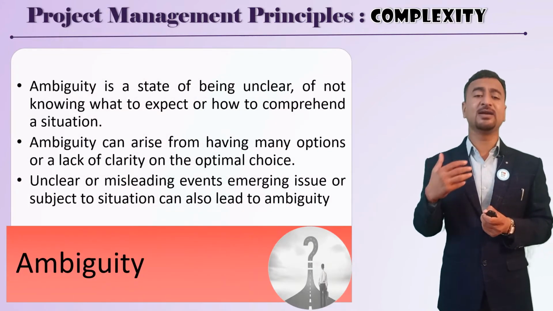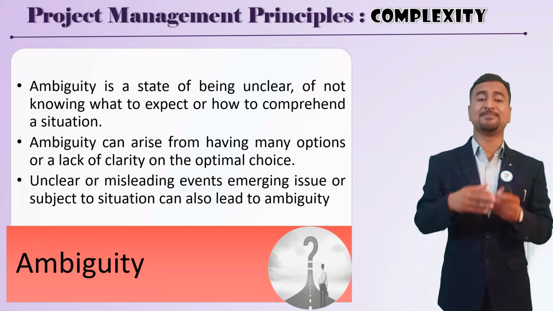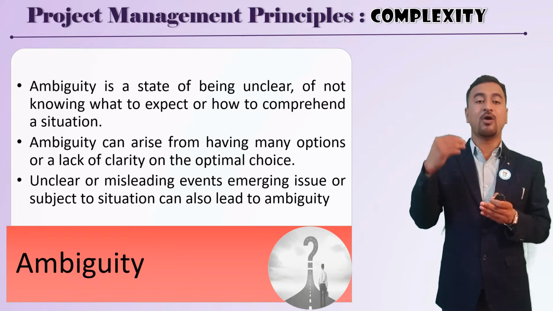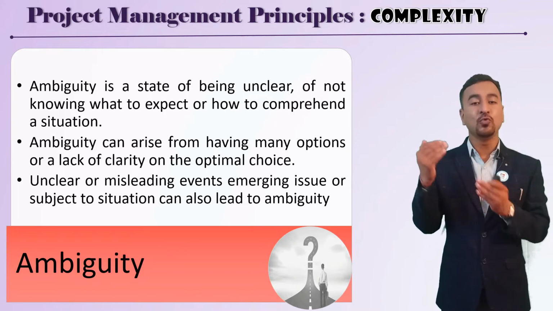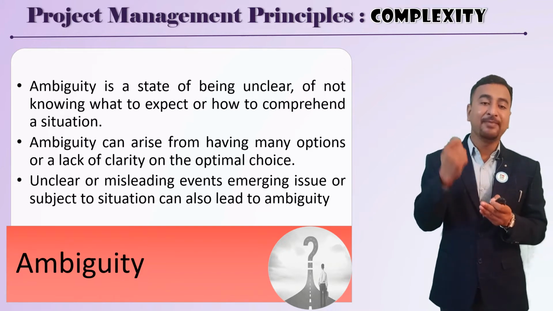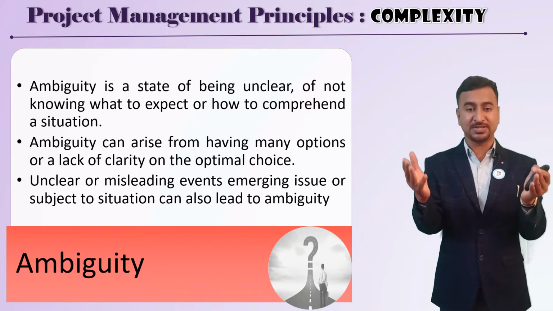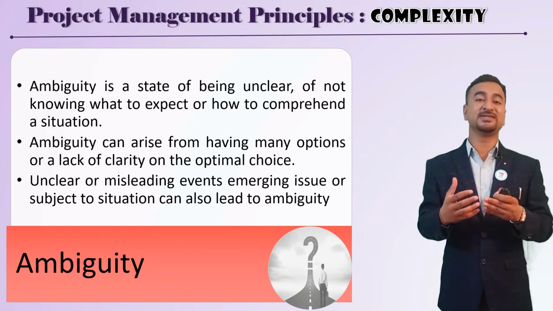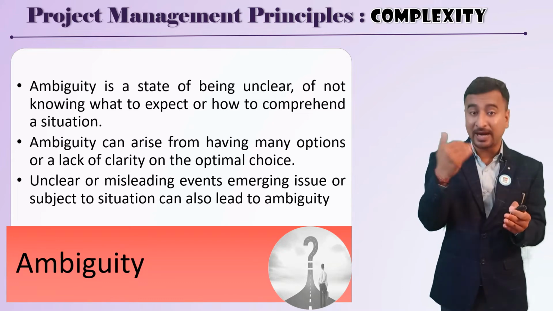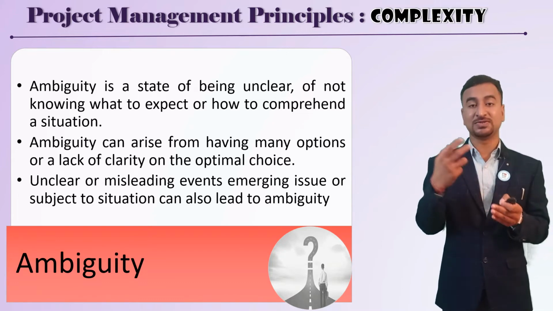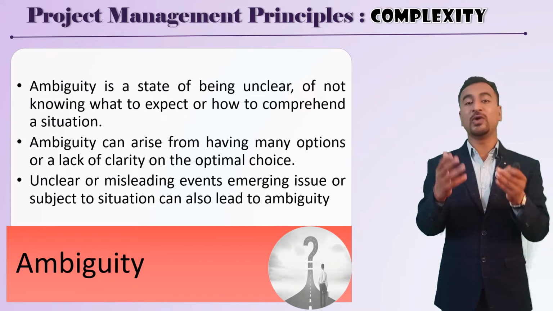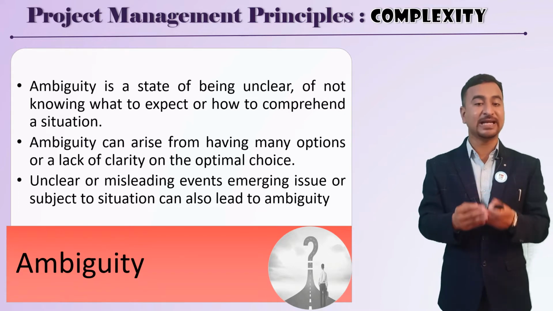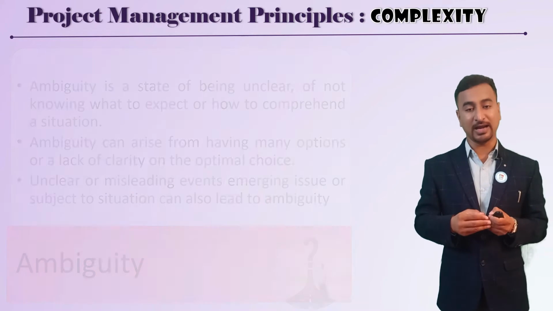So how you can deal with that, we discuss in upcoming slides, but try to understand the ambiguity first. Ambiguity is the state of being unclear, of not knowing what to expect or how to comprehend a situation. Ambiguity can arise from having many options or a lack of clarity on the optional choices we have. We are living in the 21st century where we have many options available that might increase our complexity, because we get confused at what to do and what to choose and what not to choose. Unclear and misleading events, emerging issues, and subject to situation can also lead to ambiguity.